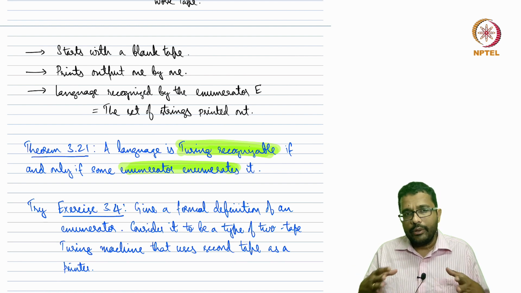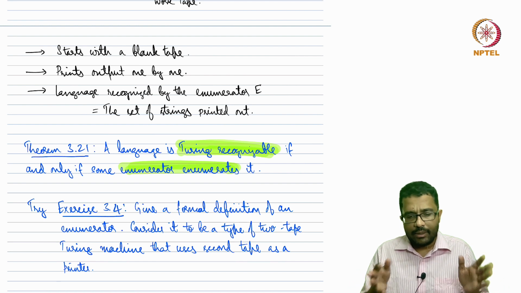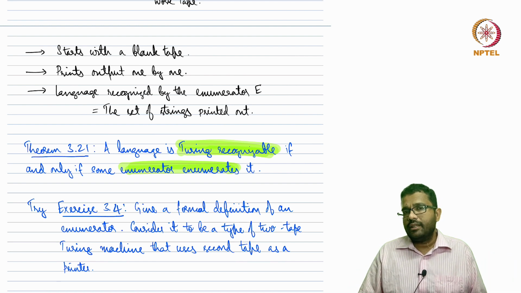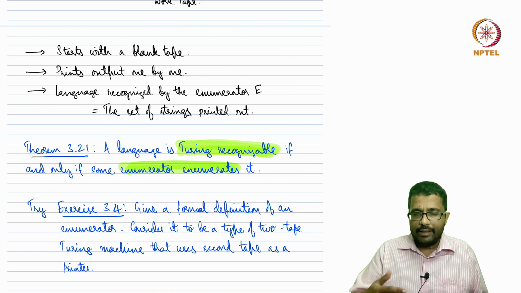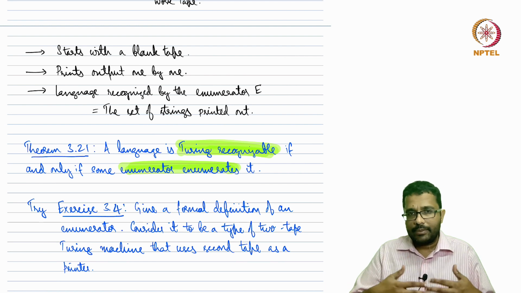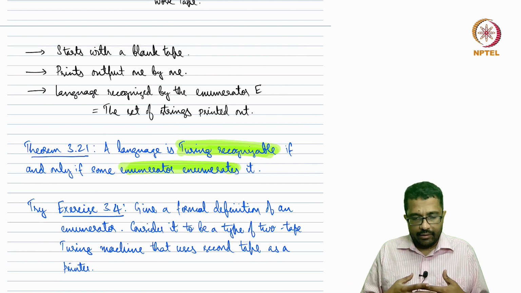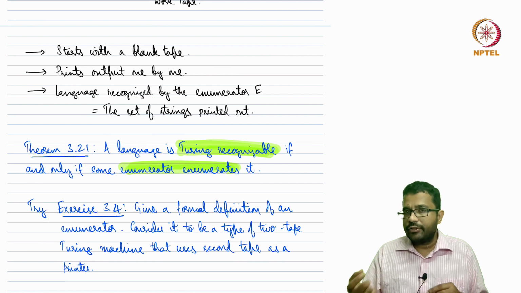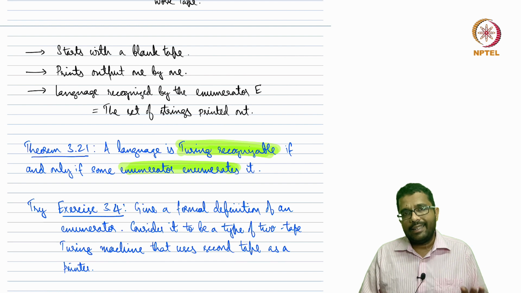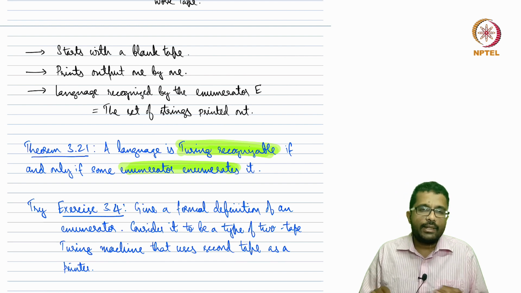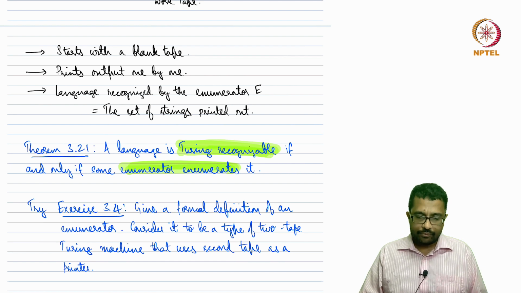So you have to do it in parallel, something similar to the breadth first search approach. You simulate it for one step together, then two steps, and so on. Any string that is accepted by the Turing machine will eventually be printed out. That's the high level idea. For the details, please have a look at the textbook.